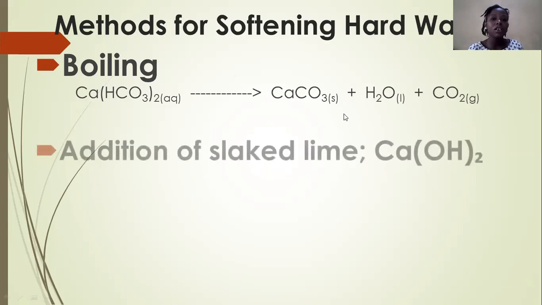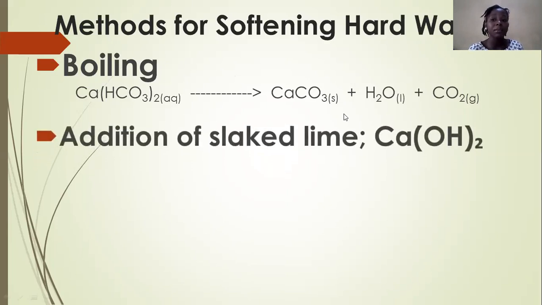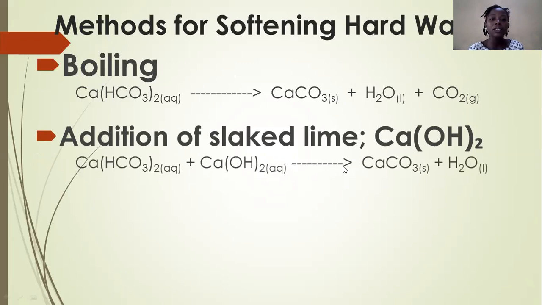The next method of softening hard water is addition of slaked lime. Slaked lime is calcium hydroxide, and this method is only applicable to temporary hardness of water. It converts the calcium hydrogen trioxocarbonate(IV) to calcium trioxocarbonate(IV), which you can then filter out from the water and get your soft water.